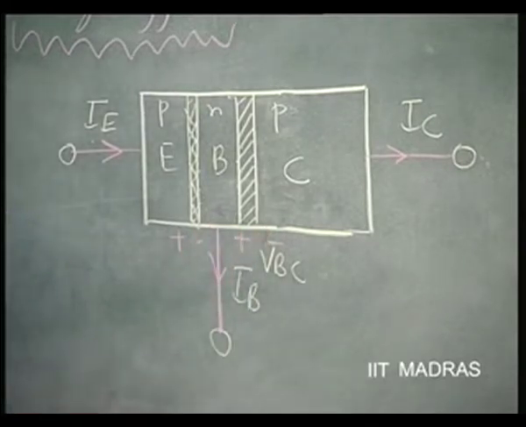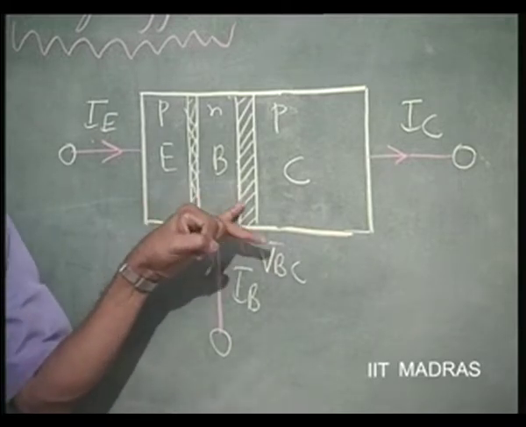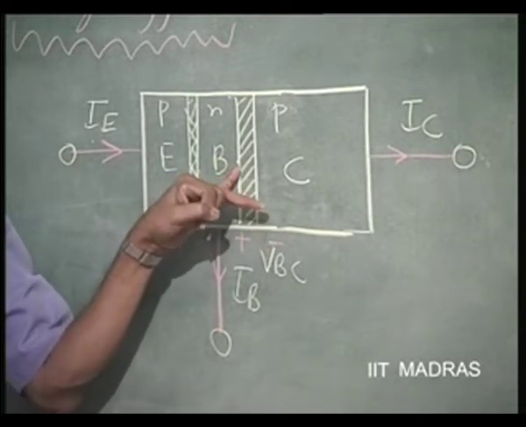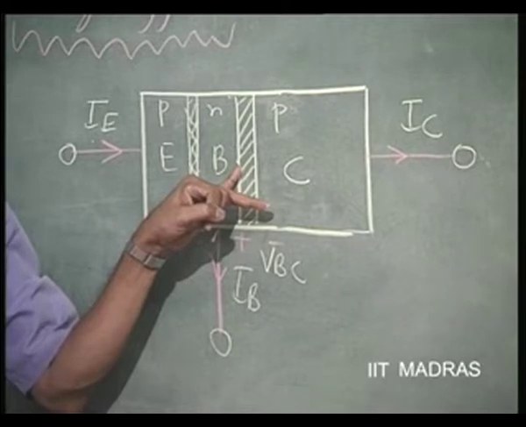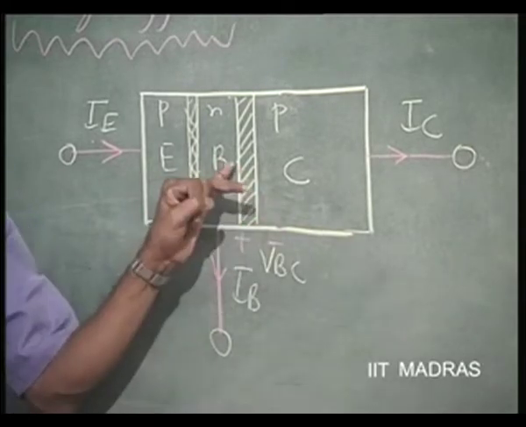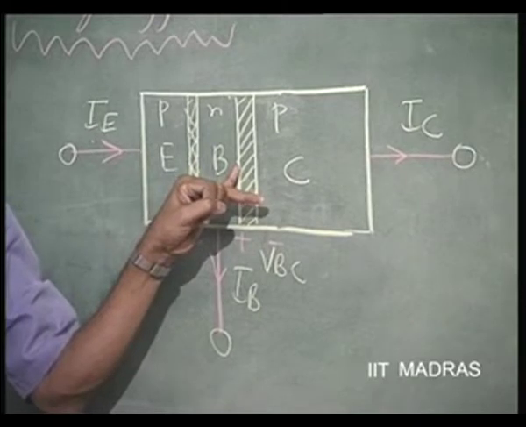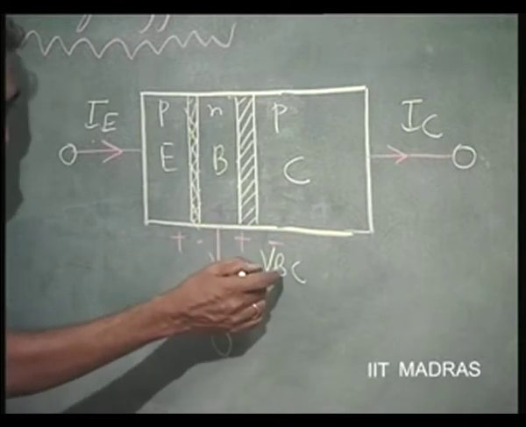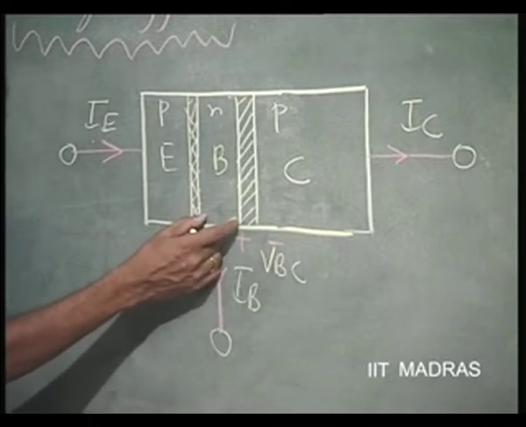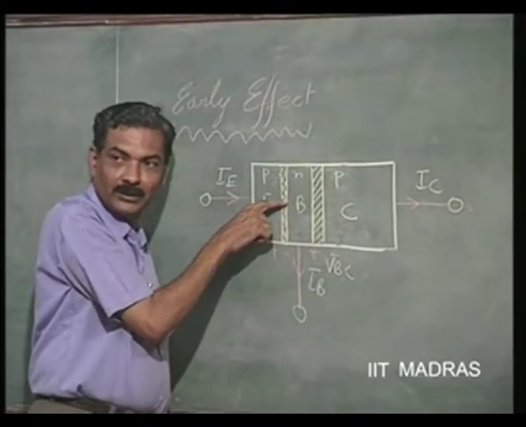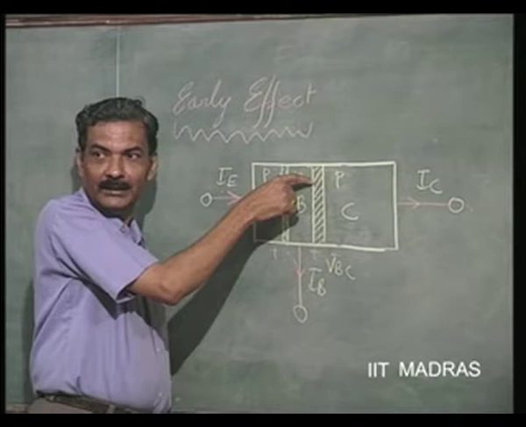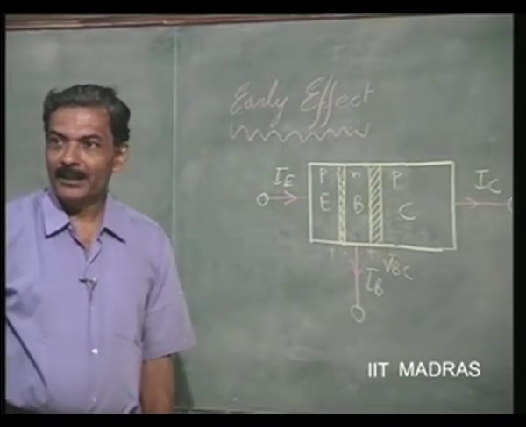Now, what happens? Of course, the field here will assist, it will increase, and it will assist these to come fast to this side. But first of all, these things have to come to this side. That does not depend upon the field. But what happens here is that because VBC increases, the base width decreases, and of those holes which are injected onto the base, a larger number will get collected here. That means alpha is going to be coming closer to 1.